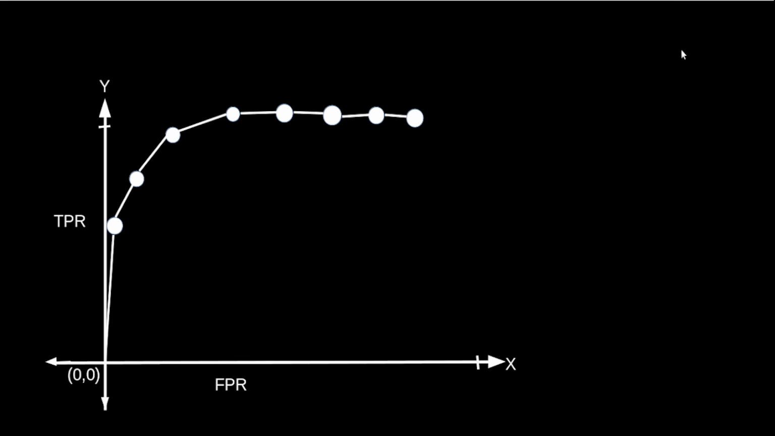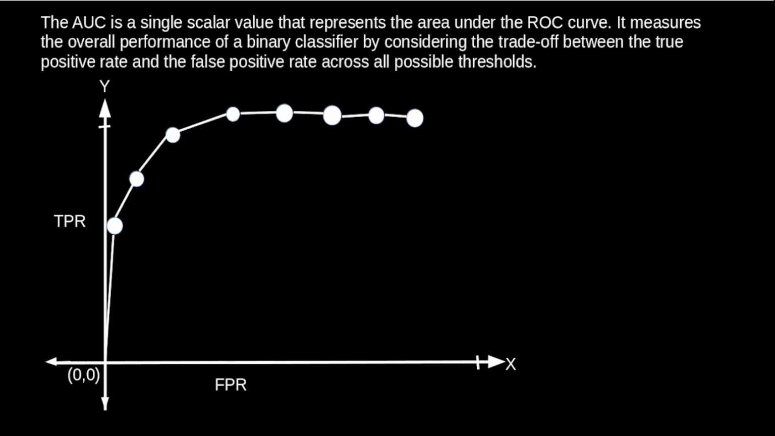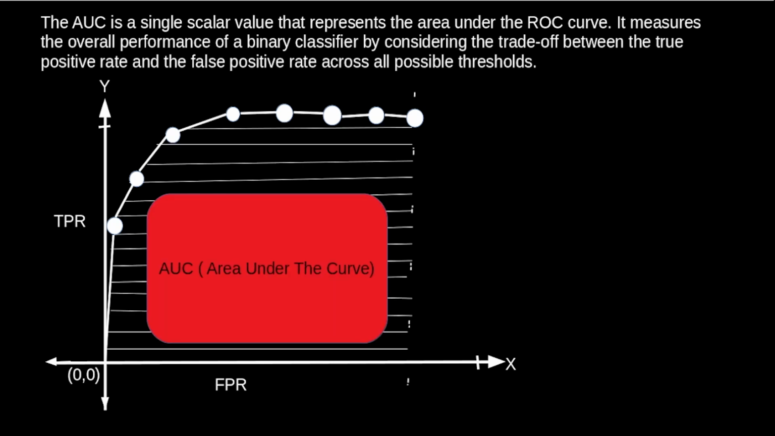Now let's move on to another evaluation metric, that is AUC score. AUC score is specifically used for comparison of different kinds of classification algorithms. AUC is a single scalar value that represents the area under the ROC curve. This is the area under the ROC curve you can see in the graph. It measures the overall performance of a binary classifier by considering the trade-off between the true positive rate and the false positive rate across all possible thresholds.